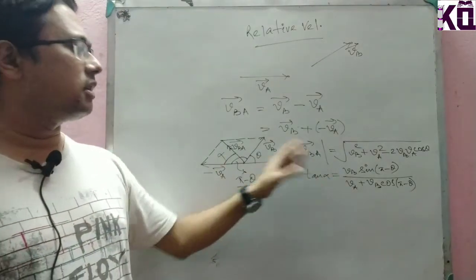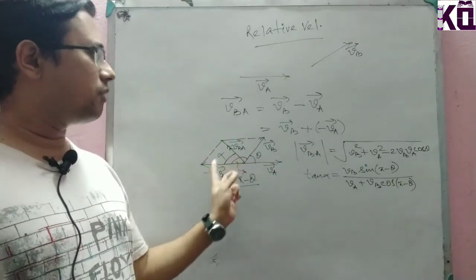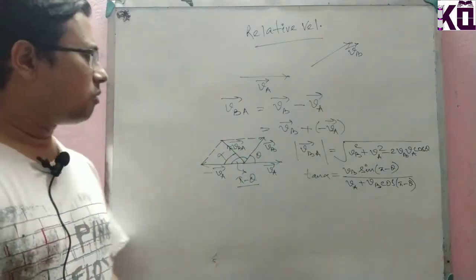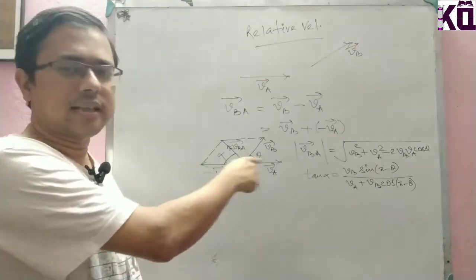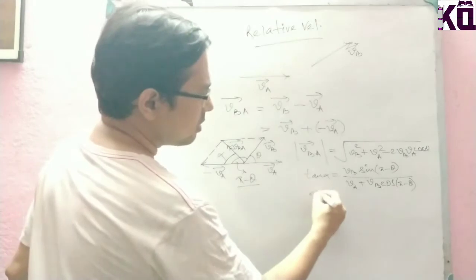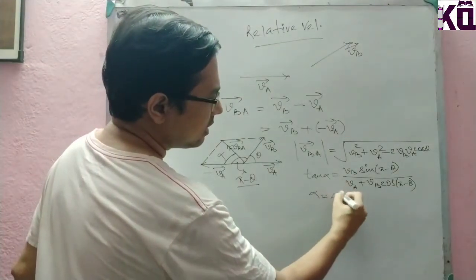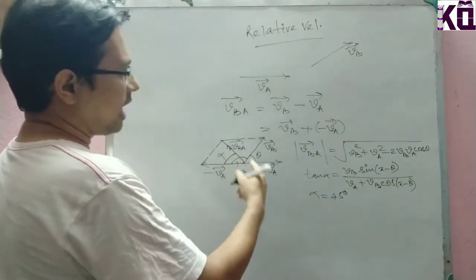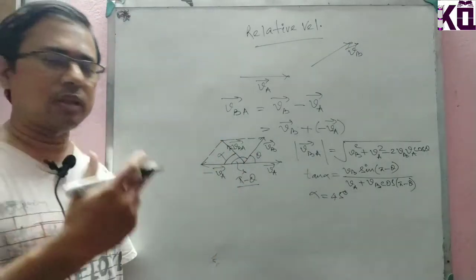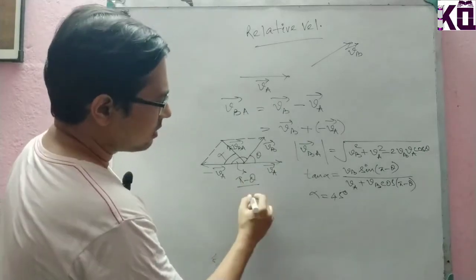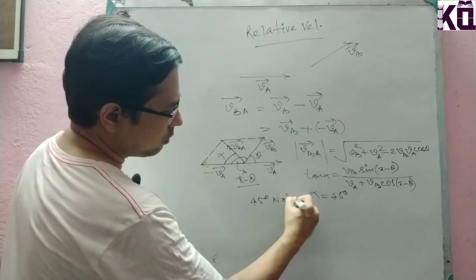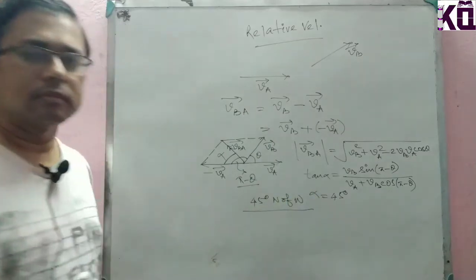Say if tan alpha is something, say 45 degrees here, and if this one is the west direction, then if alpha becomes 45 degrees, we can say the direction of VBA, the relative velocity of B with respect to A, is nothing else but 45 degrees north of west in that case.